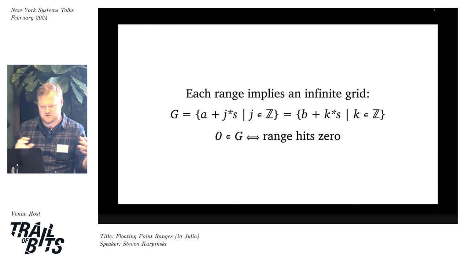So basically, everything of this form forms a grid. And if the extended range hits zero, that's the same thing as zero being in this grid set. And that's going to be a key point.